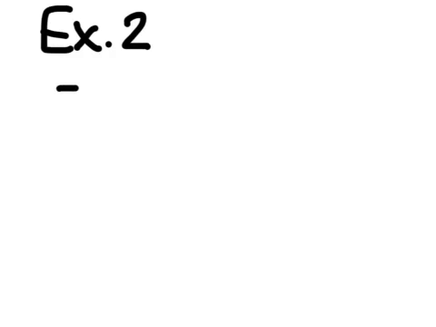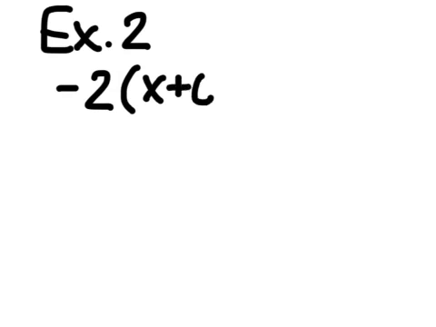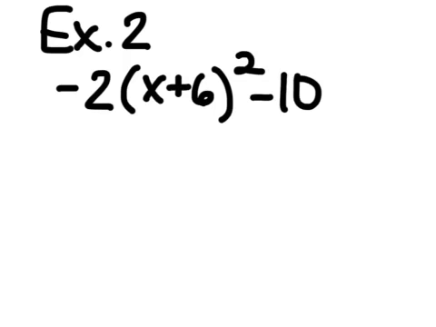Let's look at another quadratic equation that we can solve by undoing. This will be example 2. So here's the quadratic equation: negative 2 times in parentheses x plus 6 squared, minus 10 equals 0. Again, we see that x is just in one location in the equation.